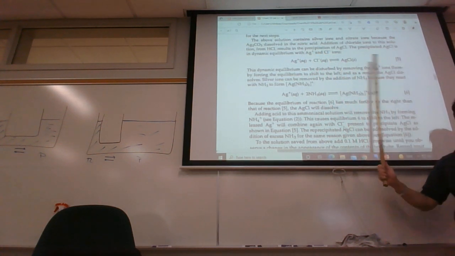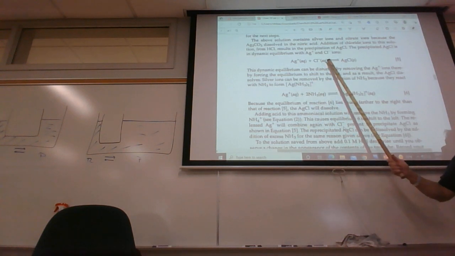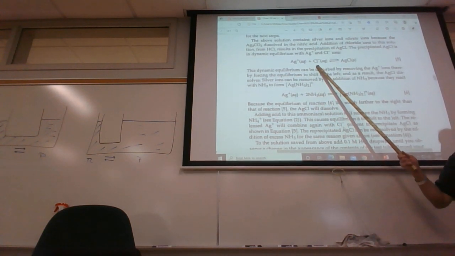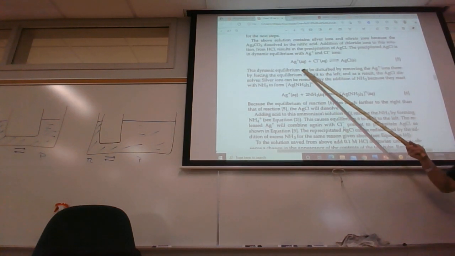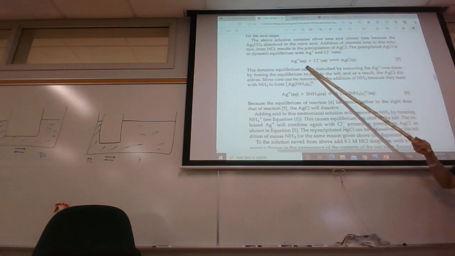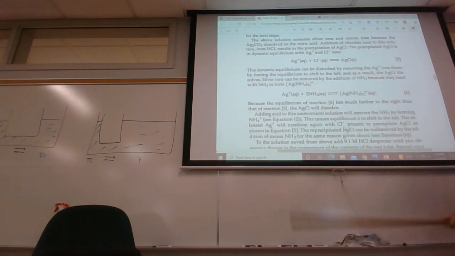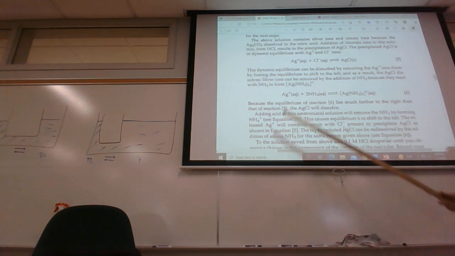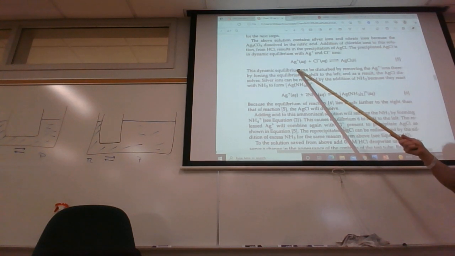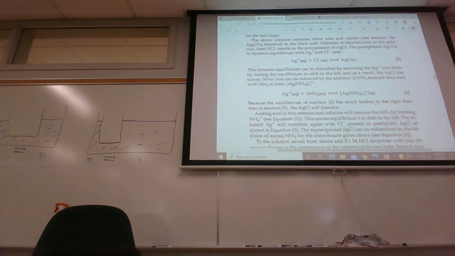How can we shift this back to the left? Well, we can shift this back to the left by getting rid of silver ion or getting rid of chloride. How can we get rid of silver ions? That's going to be complicated because silver likes lots of anions: chloride, bromide, iodide, carbonate, phosphate, sulfate, etc. So there'd be competition there. But maybe it'd be easier to get rid of chloride. How can we get rid of chloride? One way would be adding silver ions, but we're already adding silver ions here. What's another way of getting rid of chloride?